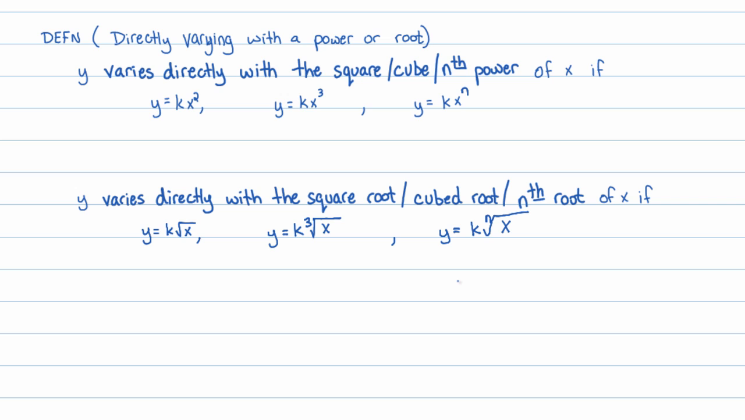If y varies directly with the square root of x, then we know that y is equal to k times the square root of x. If it varies directly with the cube root of x, then it's y equals k times the cube root of x, and so on and so forth. It's the same language, the same process, essentially, that we were doing in the previous examples. It just affords us the opportunity to work with more realistic examples.